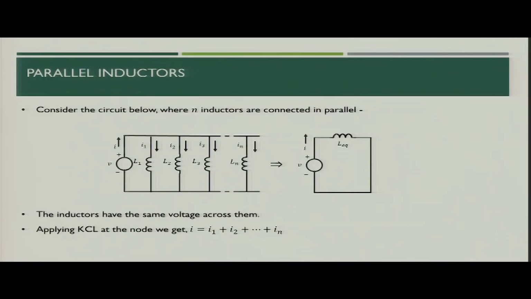Now, let us talk about the inductors connected in parallel. In this figure you will see that these inductors are connected in parallel. When inductors are connected in parallel, you can apply Kirchhoff's current law. If you apply it, you will get I, the current coming from the voltage source, is nothing but the summation of the individual currents flowing in the individual inductors. And finally, the objective is to find the value of the equivalent inductance of the circuit.